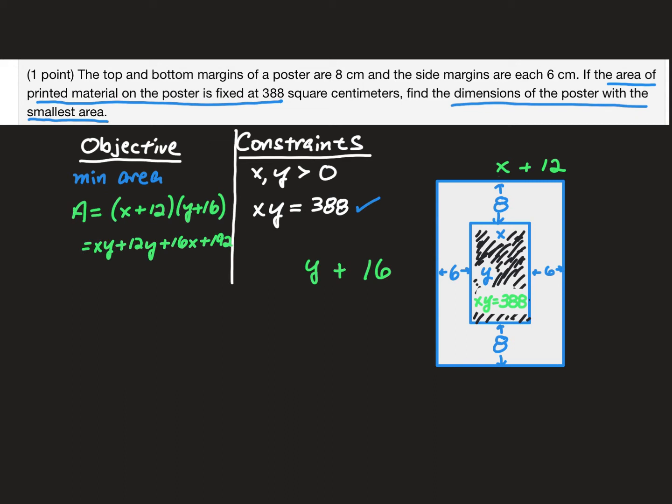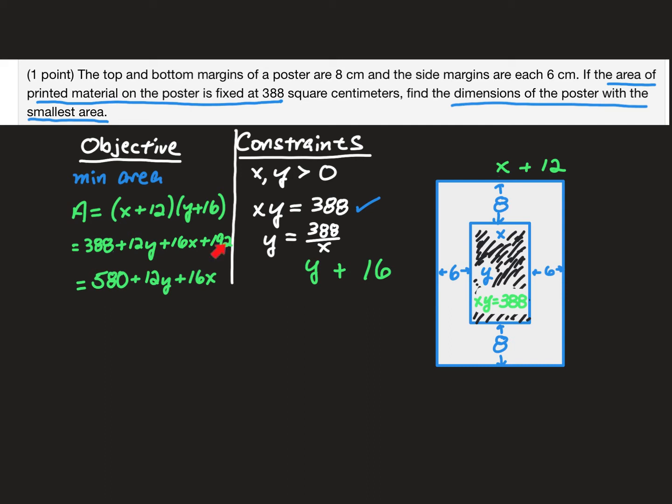So we'll FOIL that out. X times y is xy, 12y, 16x, and then 12 times 16 is 192. Now we know x times y. X times y is 388. So we're going to take that and substitute that into there. Okay, so let's just do that. There we go. And I'll just put that on the next line.